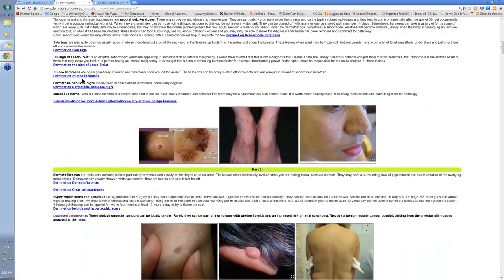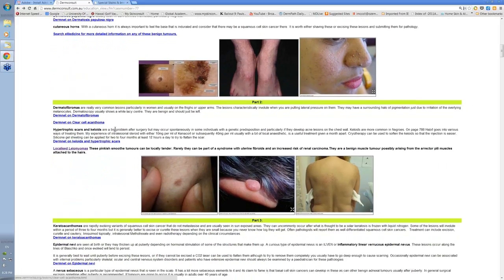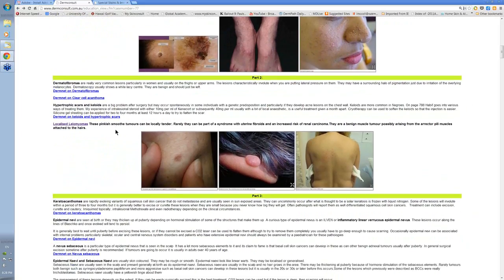These are the little references that are in there to stucco keratosis, dermatosis papulosa nigra, and DermNet. Worth having just a little look there just to get reminded as to what these lesions actually are.